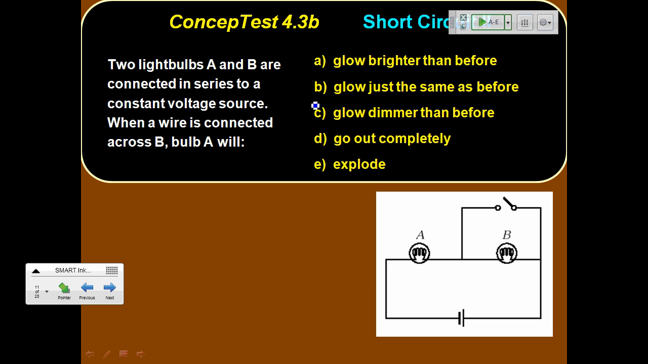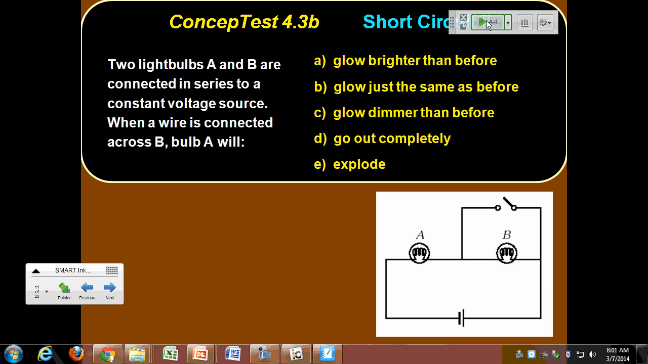Two bulbs A and B are connected in series to a constant voltage source. When a wire is connected across B, bulb A will do what? So it's asking, if I close this switch right here, so that's a connection, what happens to bulb A? Brighter, same, dimmer, does it go out? How does it explode?